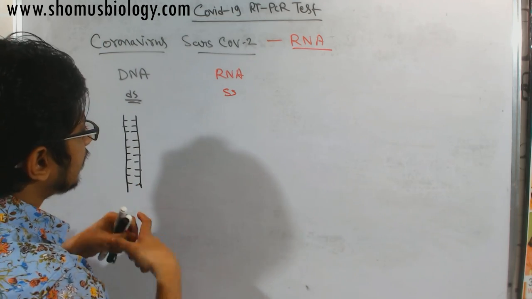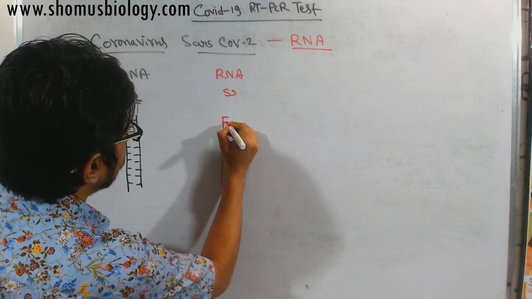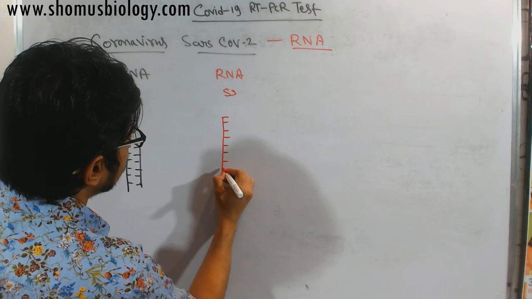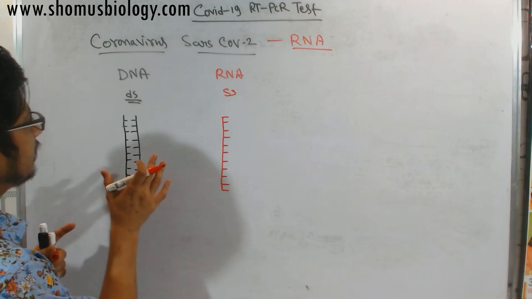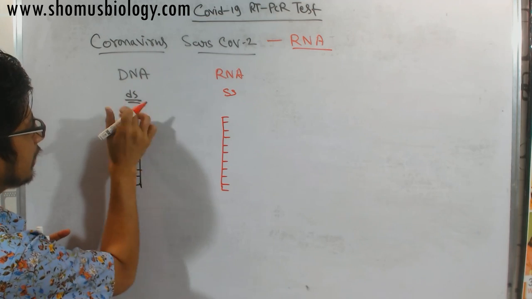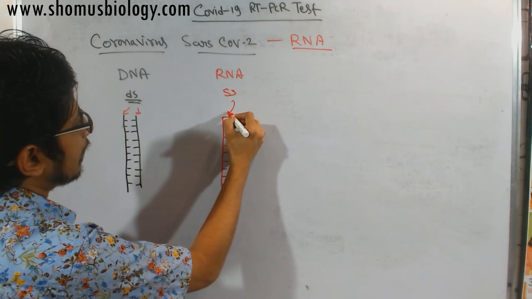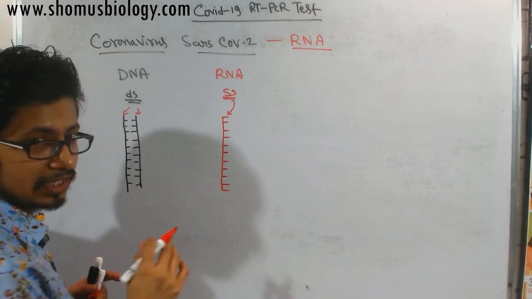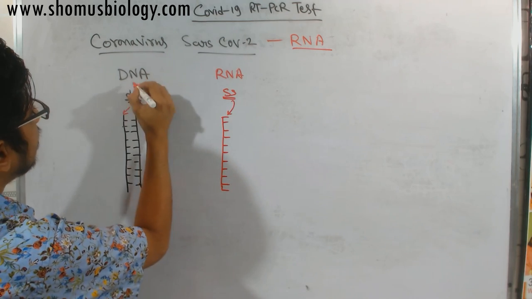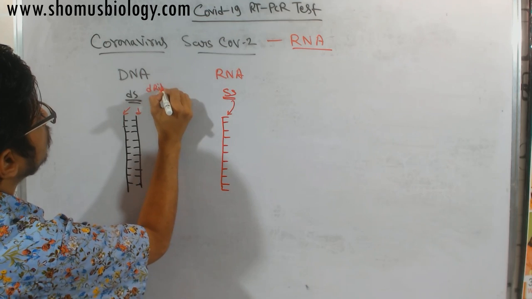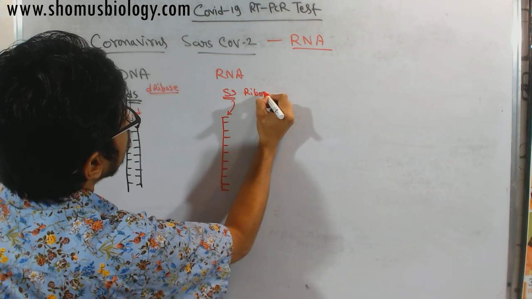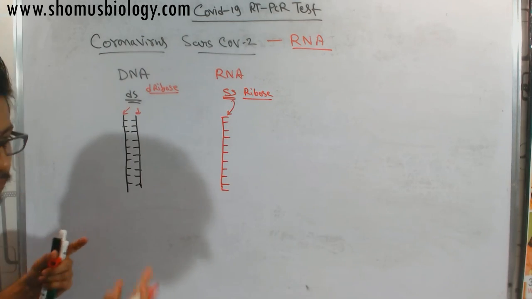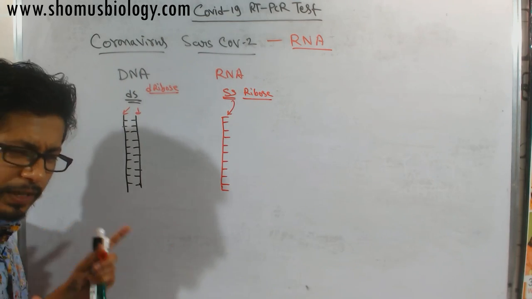In case of RNA, it is built with only half of what the DNA is made up of. So as per the structure, DNA is double stranded because it contains two different strands, while RNA contains a single strand. We call it single stranded. Now DNA contains deoxyribose sugar, while in RNA only ribose sugar is present. That's the difference between RNA and DNA in a very basic way.